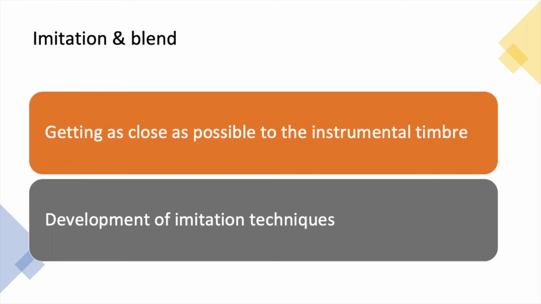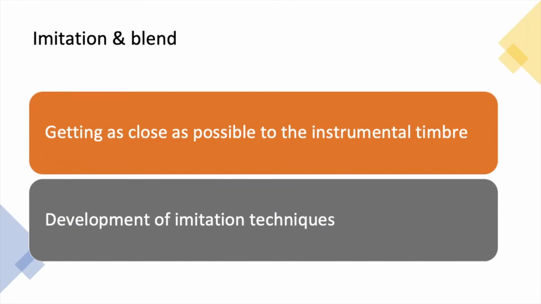Also, imitation seems to be a key to achieving blend. It seems that for them, getting as close as possible to the instrumental timbre of the other instruments is one of the most effective ways to blend their sounds. One performer expressed it in this way.